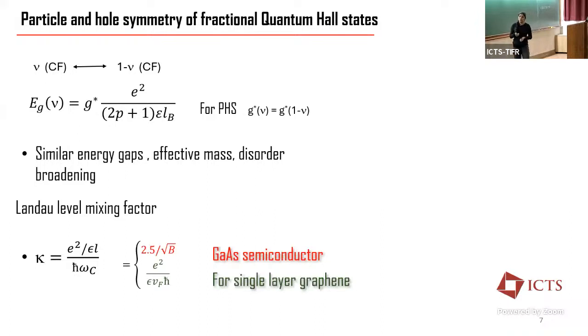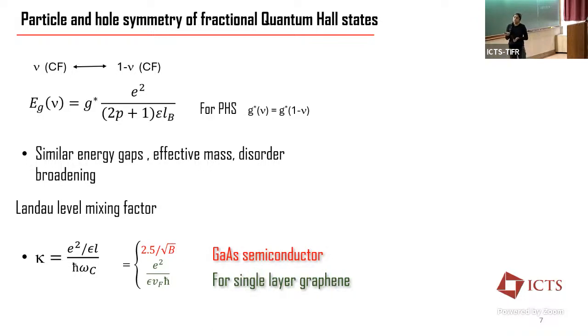Now, in the case of gallium arsenide, it has a dependence on B, which means that as we increase the magnetic field, this Landau level mixing factor will be very small, and hence we will have a very nice particle-hole symmetry in the system. But at low magnetic fields, we will not have nice particle-hole symmetry in gallium arsenide systems.